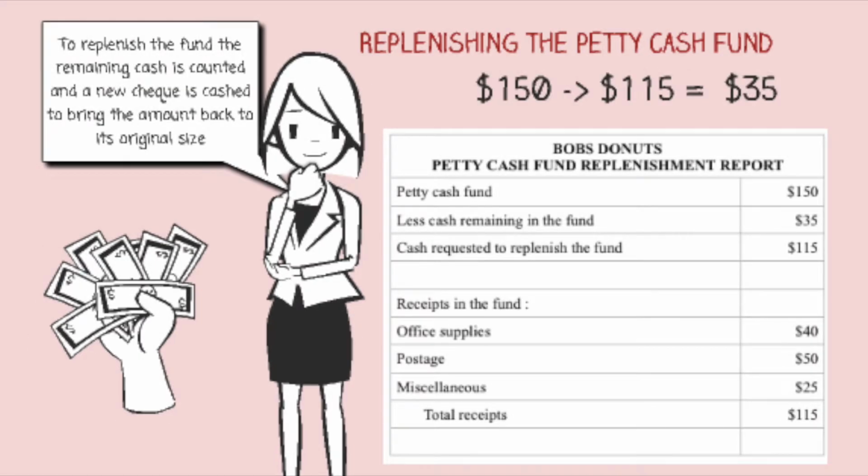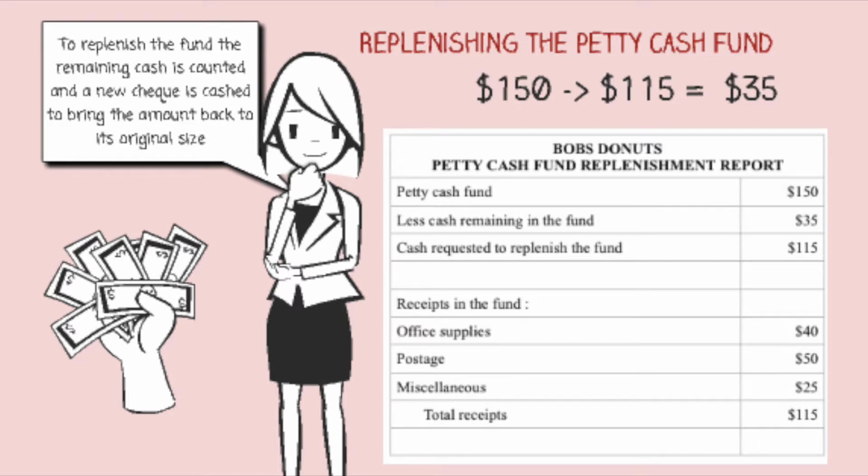Replenishing the fund. As the fund decreases, the fund must be replenished. The receipts in the fund are then used as documentation for recording expenses. To replenish the fund, the remaining cash is counted and a new check is cashed to bring the amount back to its original size. On the 1st of December, the following petty cash replenishment form is prepared.